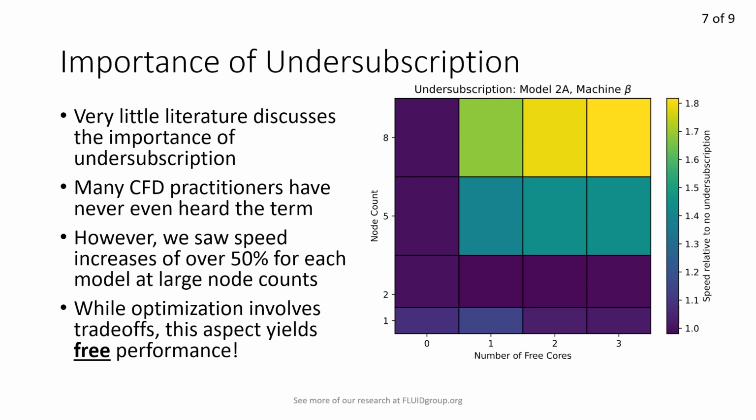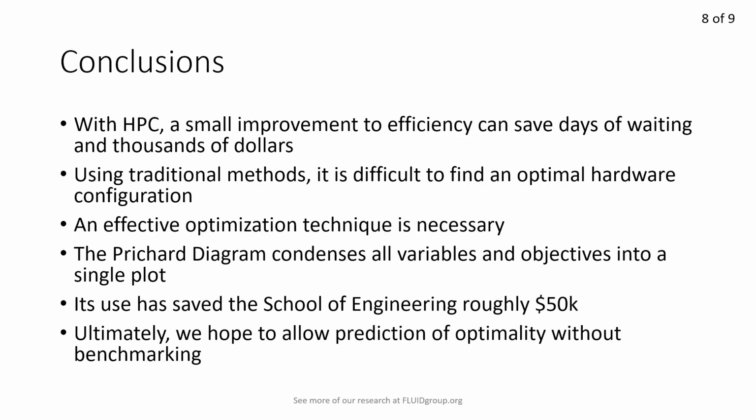So optimization involves trade-offs, where more nodes and more cores are going to be more expensive and get you more performance at a cost, but this is free performance, where you're just taking better advantage of the machines you already have, which is why it's so important. With HPC, optimization is vitally important, and the Prichard diagram condenses all of these variables and objectives into a single plot to make the process easy.